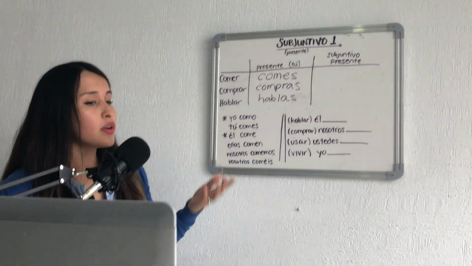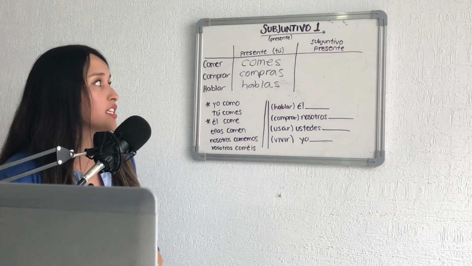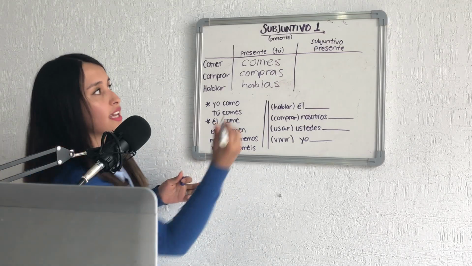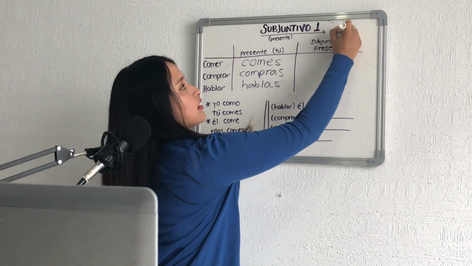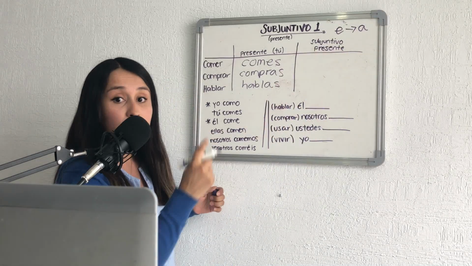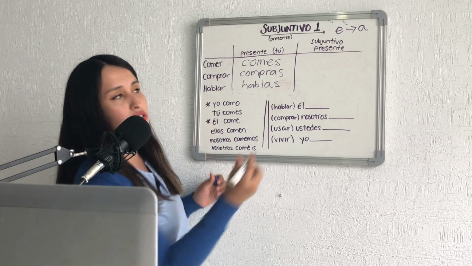And then if you want to know how to do that in the subjunctive, all you have to do is to change letter E and change it for an A. So whenever you see a letter E, it becomes a letter A, and vice versa. So if you have a letter A, it's going to be a letter E in turn.